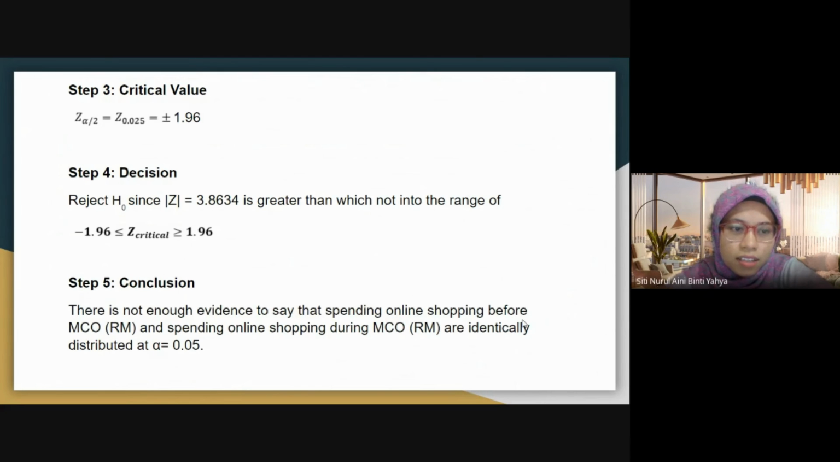Reject H null since Z is 3.8634, which is not in the range of negative 1.96 to 1.96. And step 5, conclusion: there is not enough evidence to say that spending online shopping before MCO and spending online shopping during MCO are identically distributed at alpha 0.05.